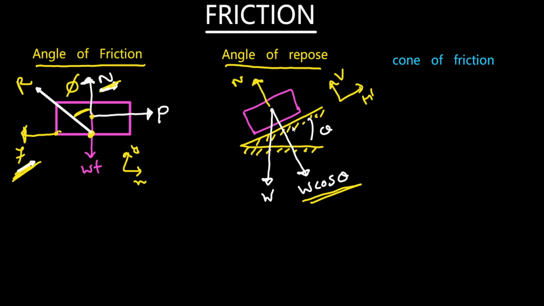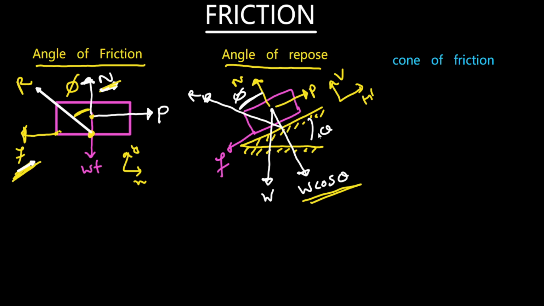Okay, in this situation suppose the applied force is in this direction, that is P. So the friction will be in the opposite direction. Getting my point? This will be the frictional force. So to understand this angle of repose, what was the angle of friction? The angle of friction is from the resultant of these two. You need to draw the resultant of these two. Okay, this is the resultant. The angle between this resultant and the N is called phi, that is the angle of friction.